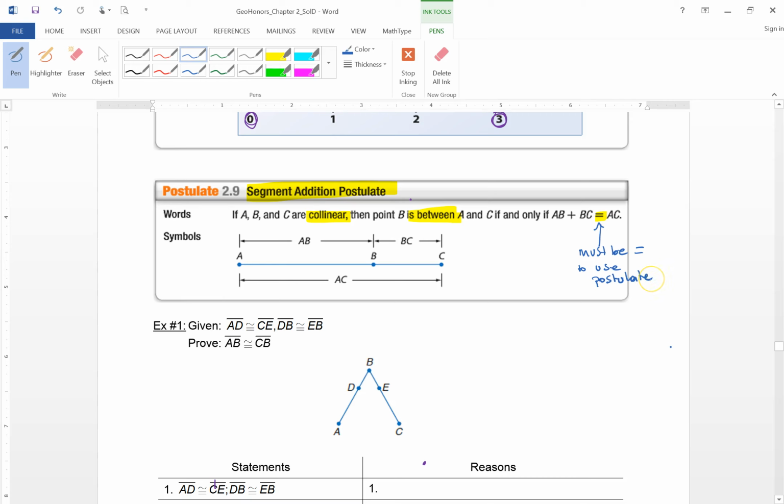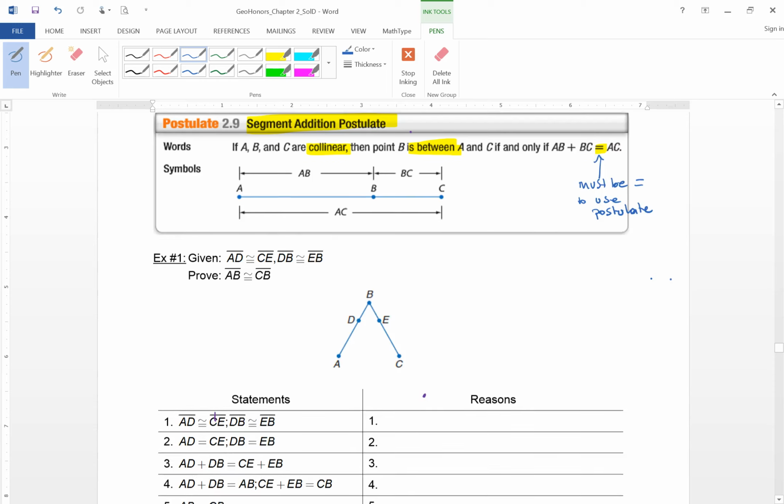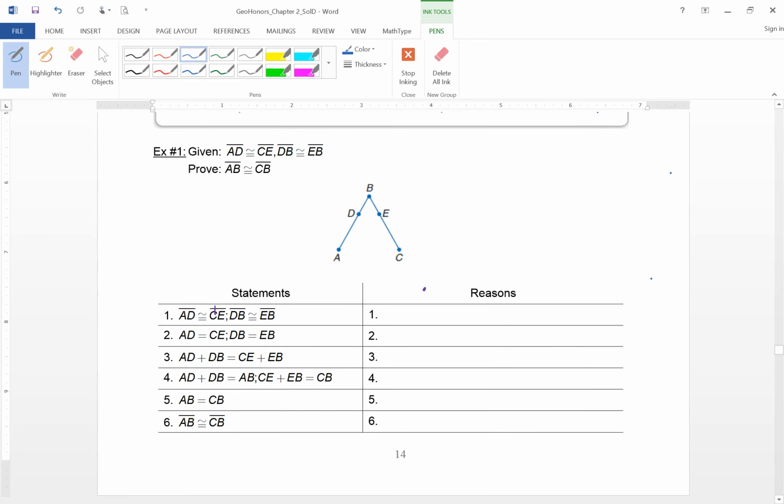Okay, all right, so here let's prove this one. You're given that AD is congruent to CE. So immediately I go over and I mark that on the diagram. I'm also told that DB is congruent to EB, right? That's a different set of congruences, so I use double slashes. You have to prove that the whole thing AB is congruent to the whole thing BC.